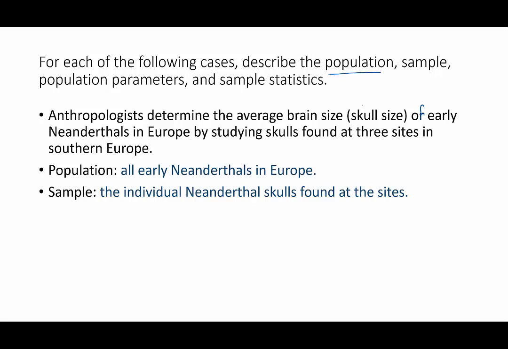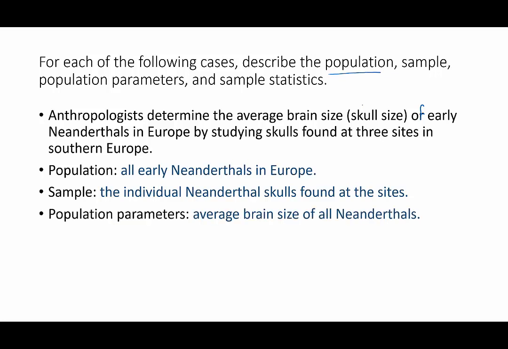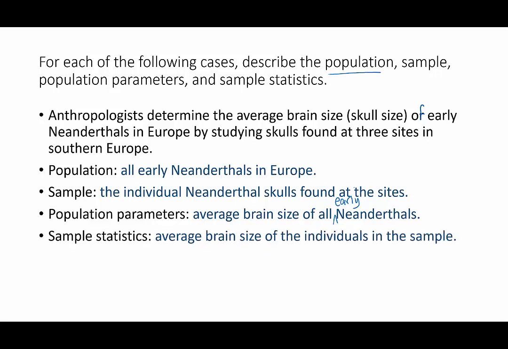What is the population parameters? Well, that would be them trying to project what is the brain size of all early Neanderthals. And lastly, what is the sample statistic? Well, that would be the average brain size of those that they used in the sample. So the average brain size of the individuals in the sample. These have been the definitions and descriptions of population, sample, population parameters, and sample statistics.